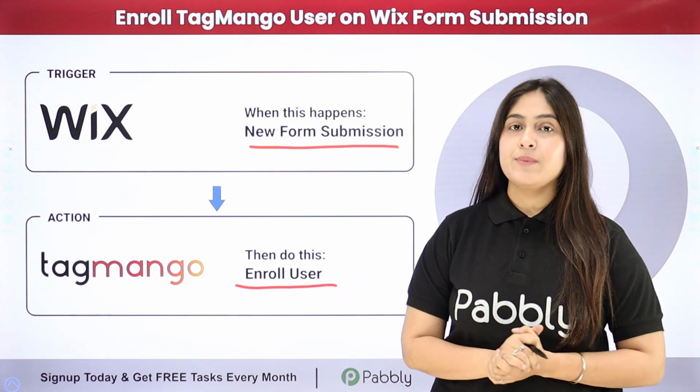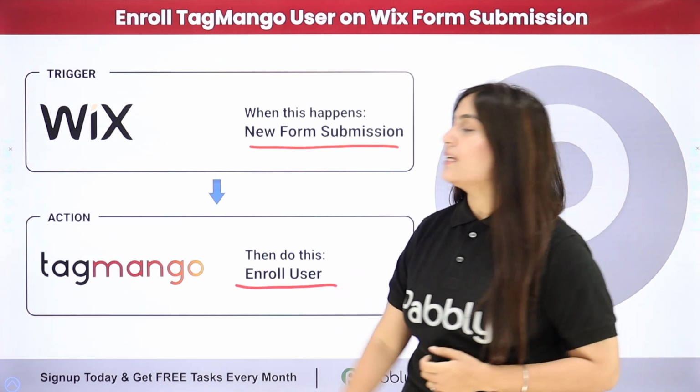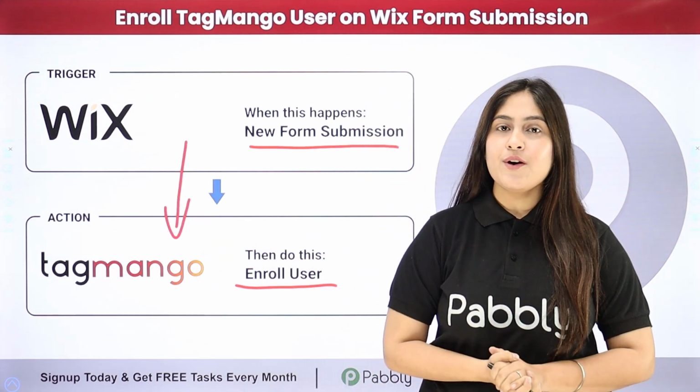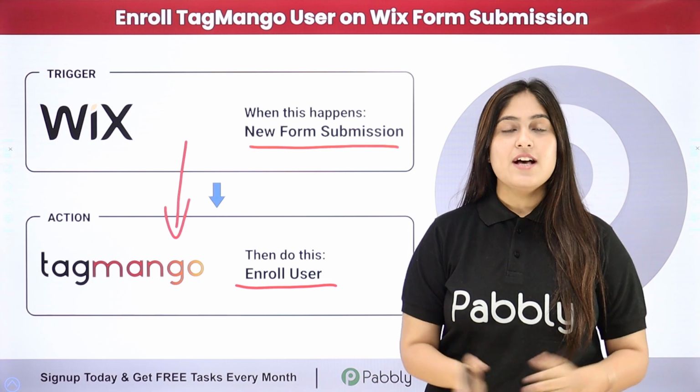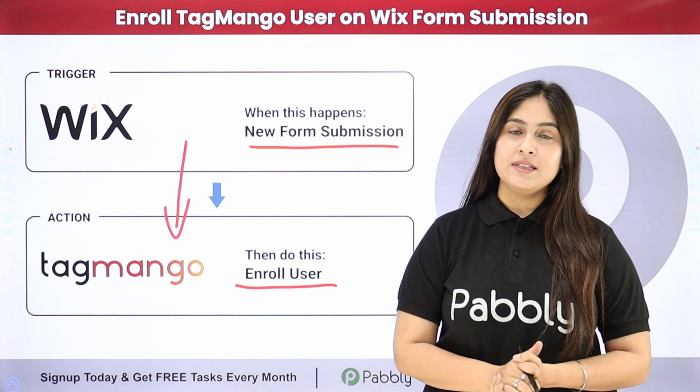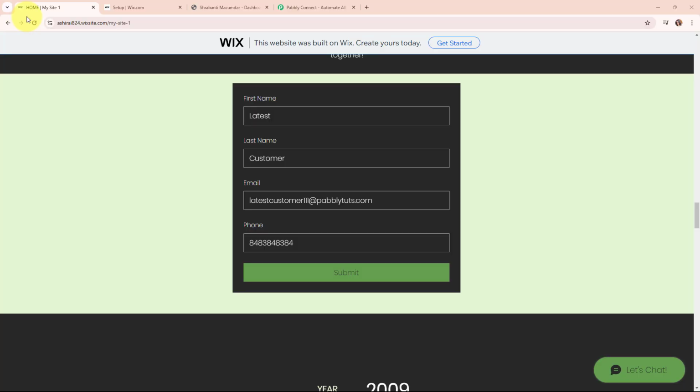So to automate the entire process, I need to connect my Wix Forms with my TagMango account using an automation software named Pabbly Connect. To see the working of this automation and to learn this process step by step, let me take you to my screen. Welcome to my screen.